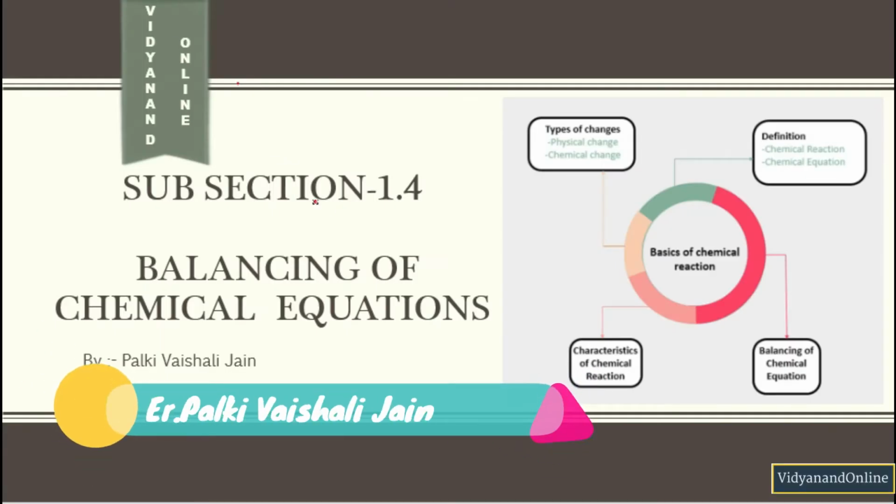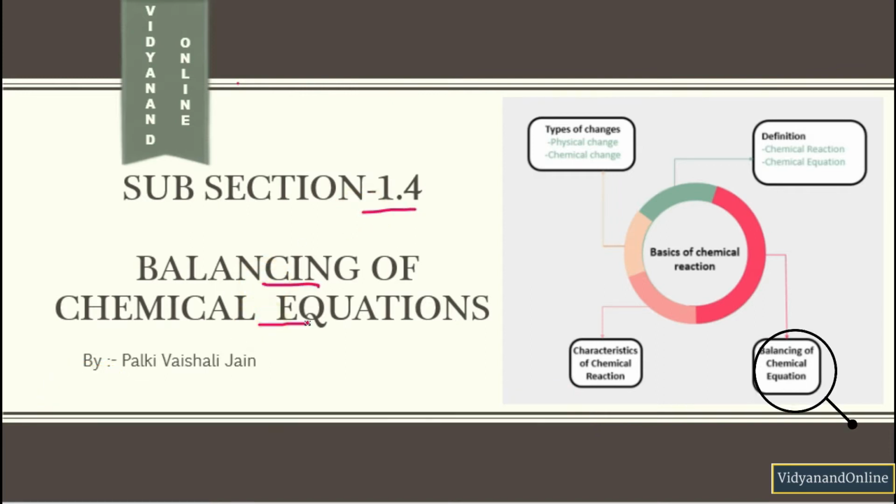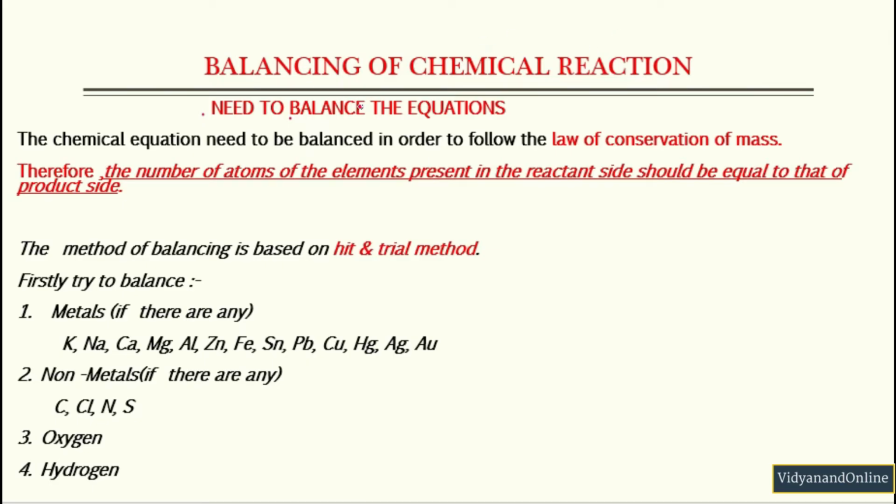In this subsection 1.4, we will learn how to balance chemical equations. So let's go for it. Now the question arises: why do we need to balance the equations? It is because we need to follow the law of conservation of mass. Therefore, the number of atoms of each element present on the reactant side should be equal to the number of atoms present on the product side. This balancing is basically based on the hit and trial method.